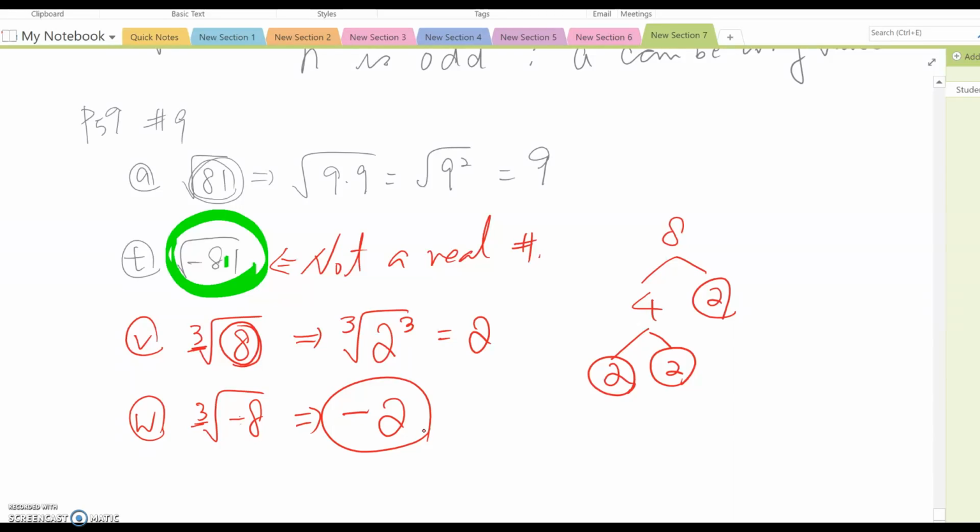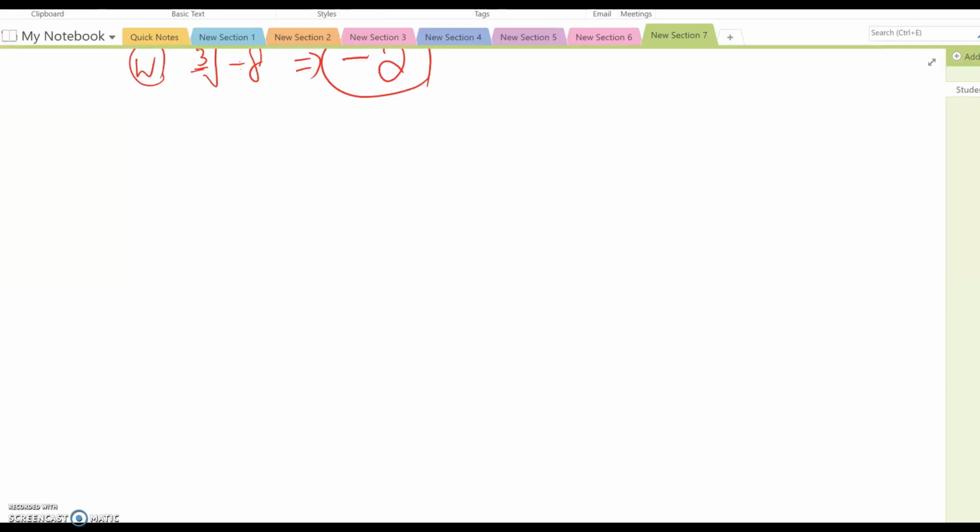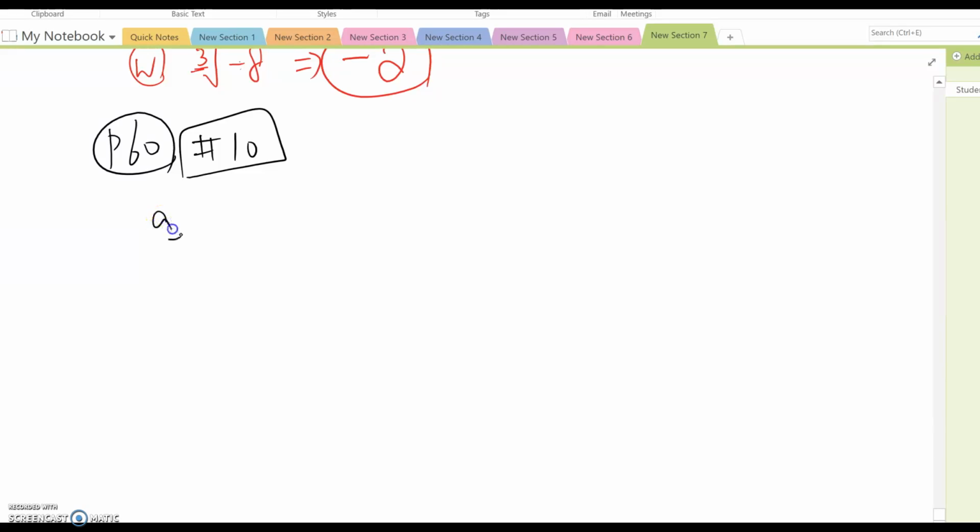Now look at a little bit harder and more complicated problems. We want to simplify. So page 60, number 10. Let's look at a. Then it is the square root of x squared. This must be super easy. Square power, so it should be x here.